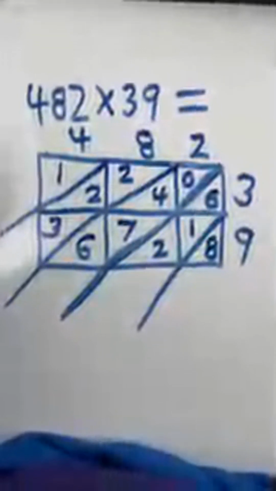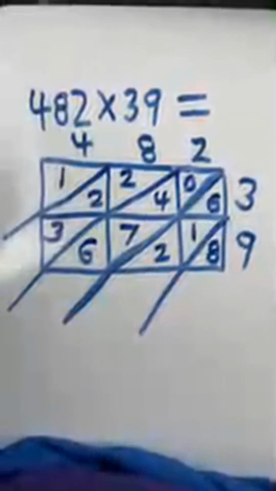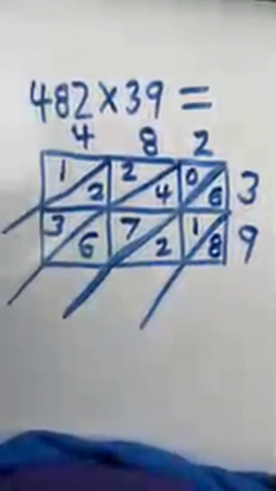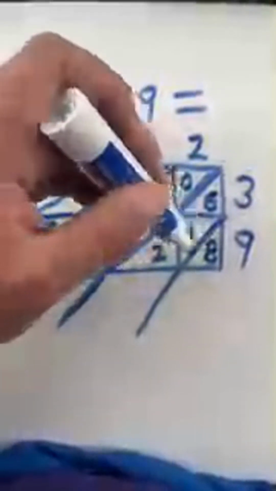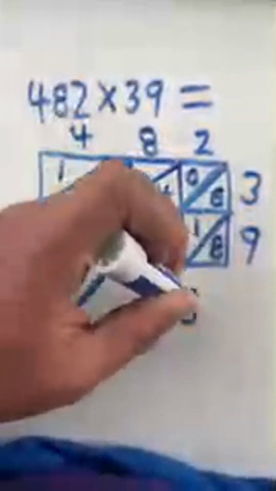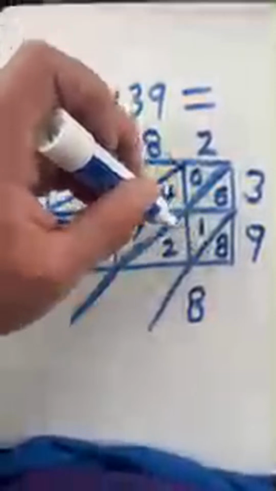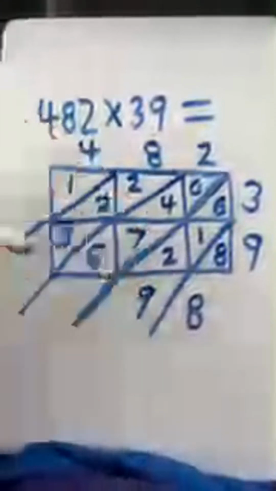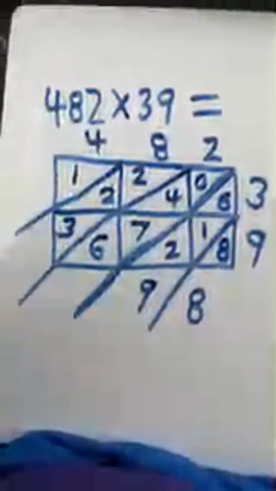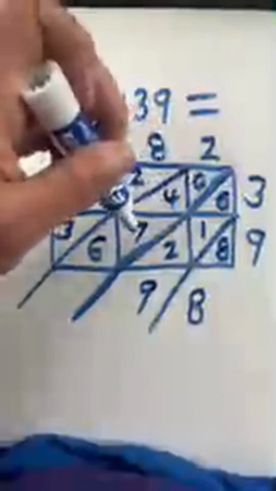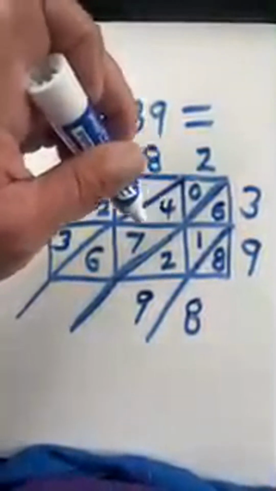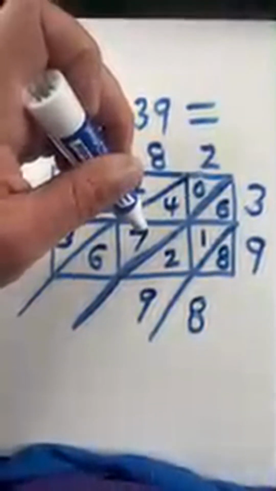The next step is we have to add the numbers going across the diagonal lines. We're going to add all the numbers up in the square going diagonally. So the numbers that are in between these two diagonal lines: 6 plus 1 equals 7, plus 2 equals 9. Next, we're going to add 0 plus 4 plus 7 plus 6. 0 plus 4 equals 4. 4 plus 7 equals 11. 11 plus 6 equals 17.